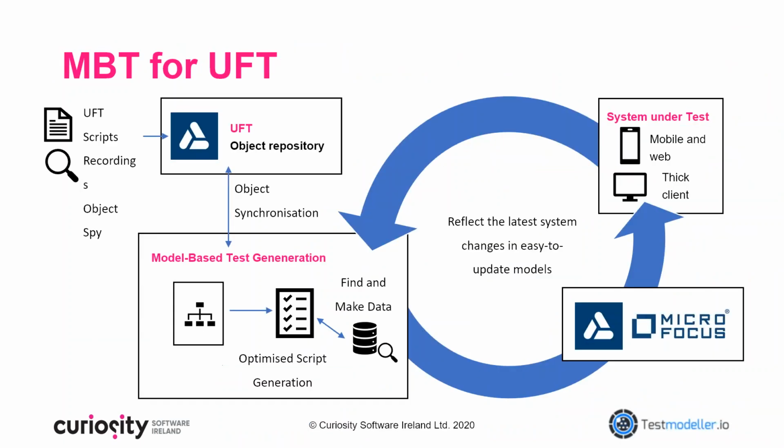Okay, so in this demo, what we're really going to be doing is we're going to be starting from some UFT object repositories, which could have come through the UFT recorder, or they could have come through the UFT object spy. So we're going to bring in those object repositories, and we're going to synchronize them into Test Modeler. We're going to use them to create some automated models very quickly. In the later part of the demonstration, we will take a look at how we can pull in test data. But for now, we're just going to be focused on creating UFT scripts through Test Modeler and pushing them back out into UFT and executing them.